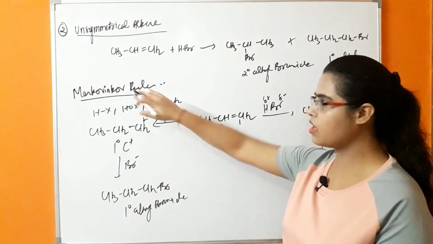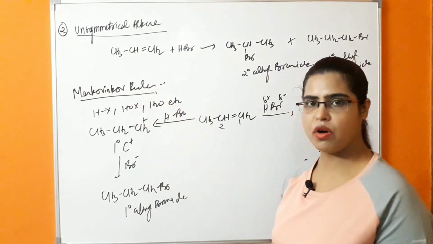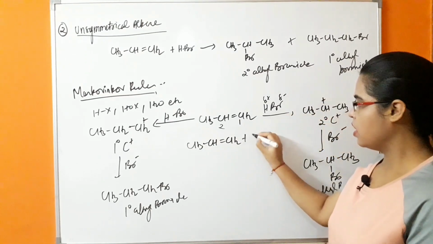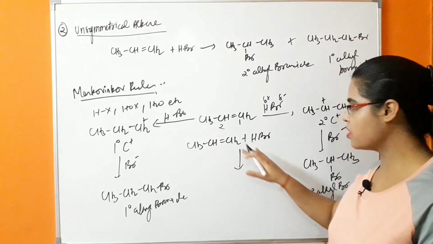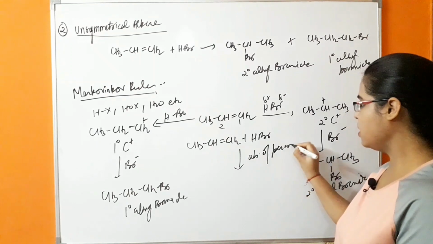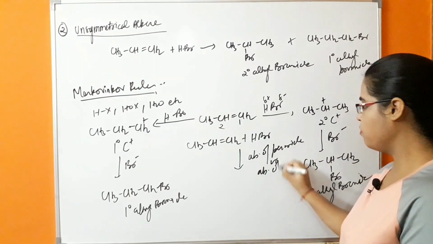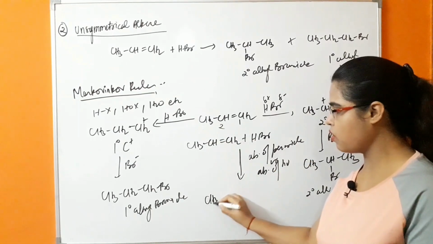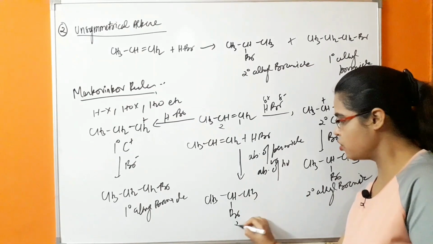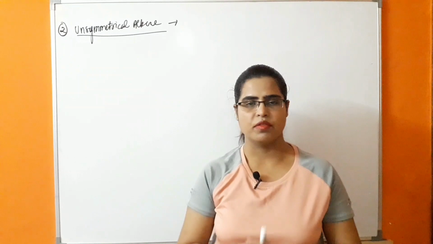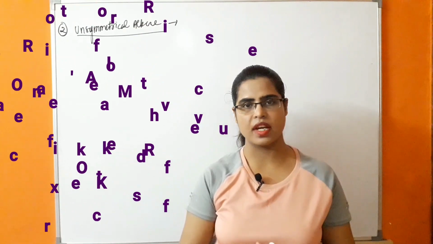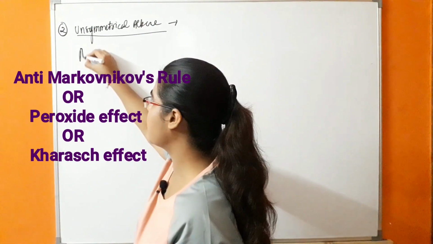Because of that, the general reaction given by the Markovnikov rule is CH3CH=CH2 in the presence of HBr, occurring in the dark or in the absence of peroxide or light. There will be formation of CH3CHBrCH3, a 2 degree alkyl bromide. If the reaction of an unsymmetrical alkene with HBr takes place in the presence of peroxide, the reaction is known as the Anti Markovnikov rule.